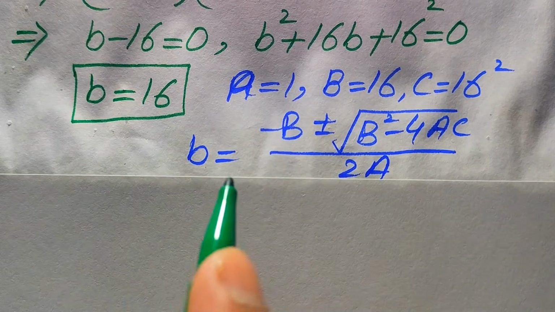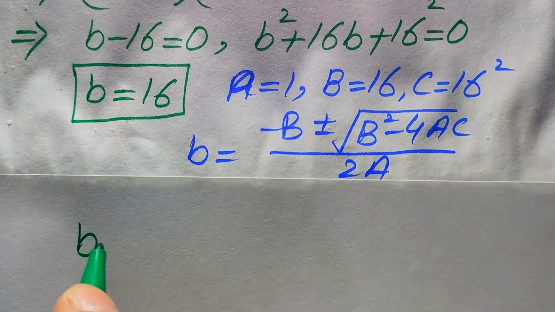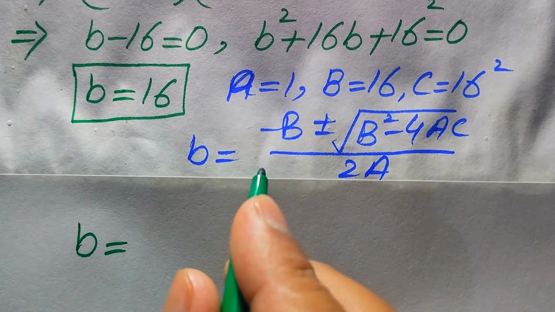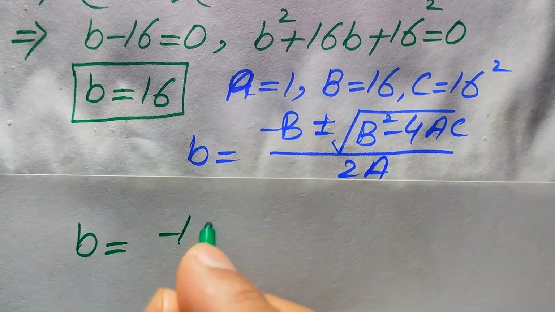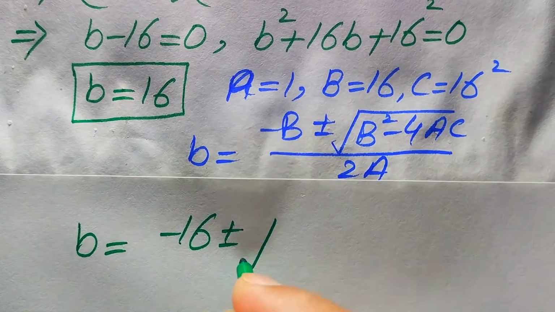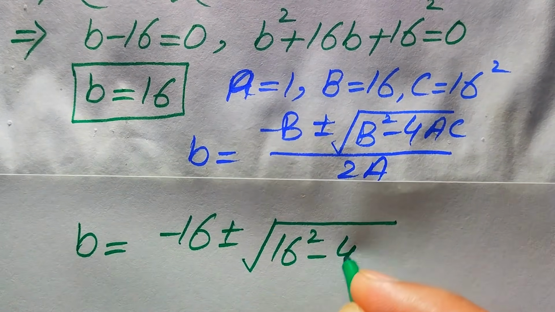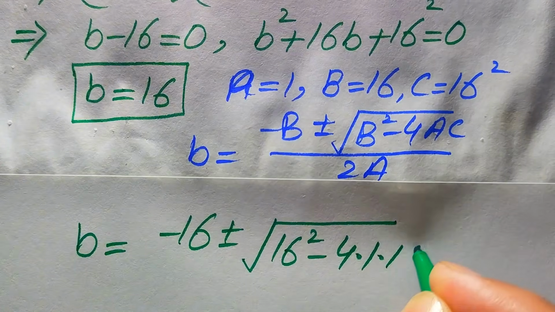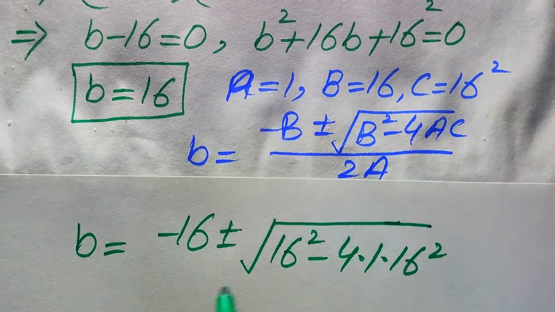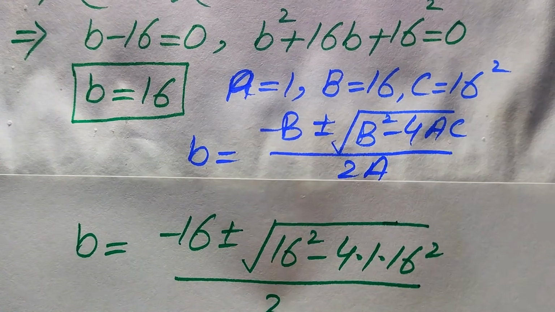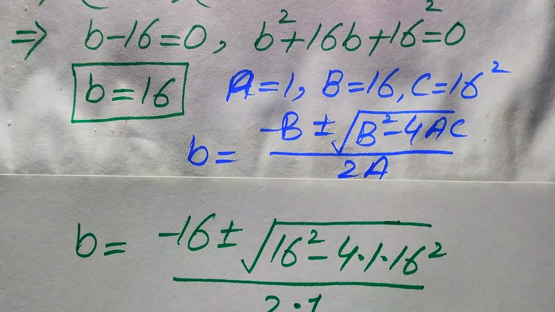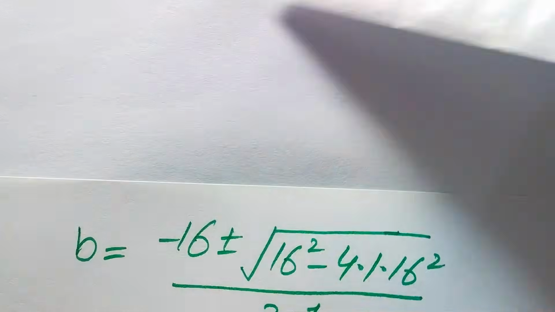So here we need to substitute all the values of a, b and c here, and it will be written as b is equal to, this is minus b, the value of b is minus 16 plus minus square root of b square, so b is 16 square, minus 4 times of a is 1 and c is 16 square, and it is divided by 2 times of a, and here our a is equal to 1.